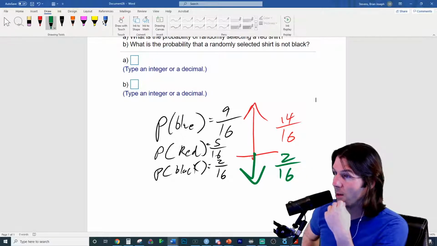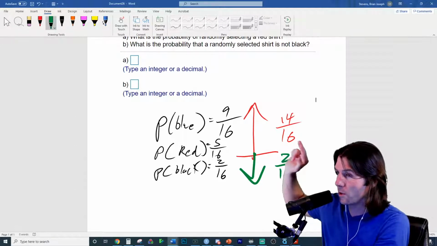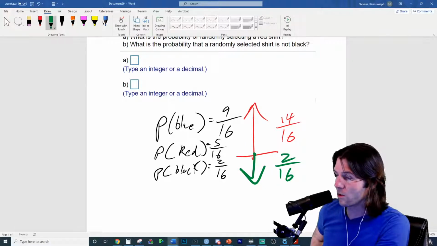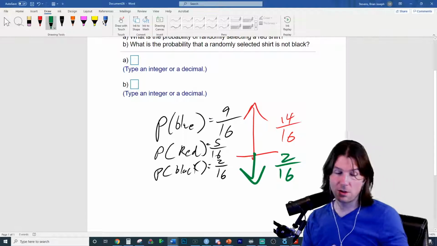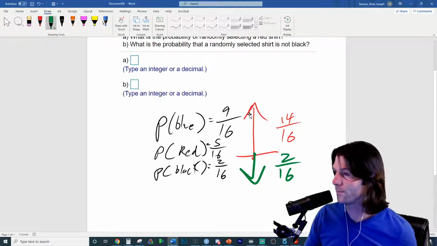So it's important to know that a complement is either something happens or does not happen. So we've created either the shirt is black or it is not black. And the set of not black shirts are the shirts that are blue or red. And so you could just simply add these: 9 plus 5 is 14. Or you could subtract from the total.